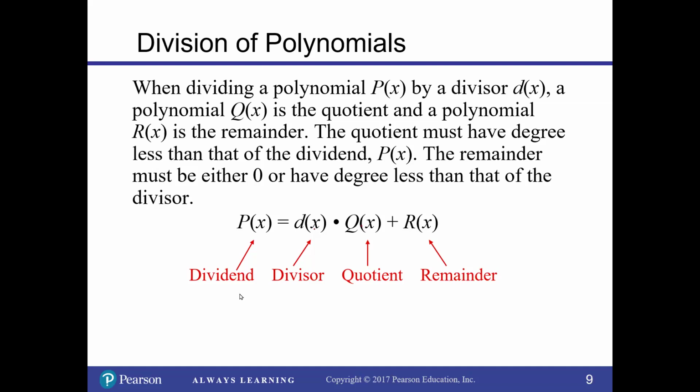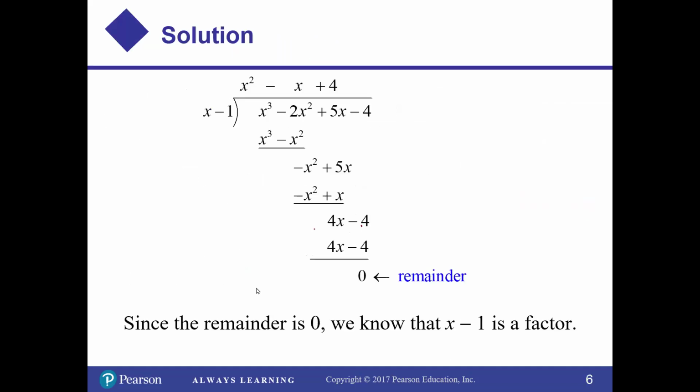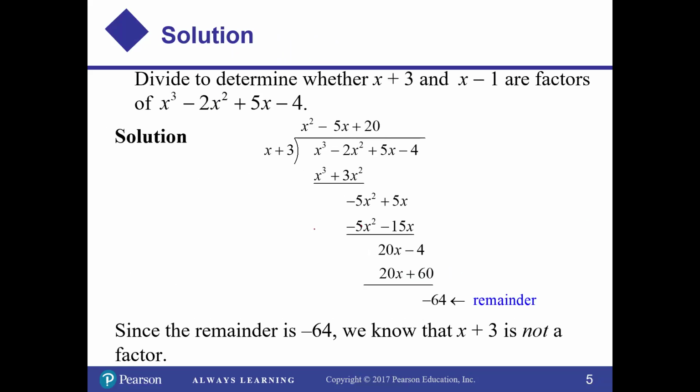So just to go back a little bit. In this case, where we had a remainder of 64, that means that the alternate way that I can rewrite this is that x cubed minus 2x squared plus 4x minus 4 could be rewritten by the divisor, so x plus 3, times your quotient, so x squared minus 5x plus 20. And then you have that remainder.